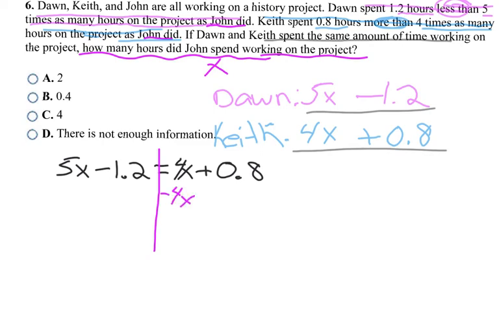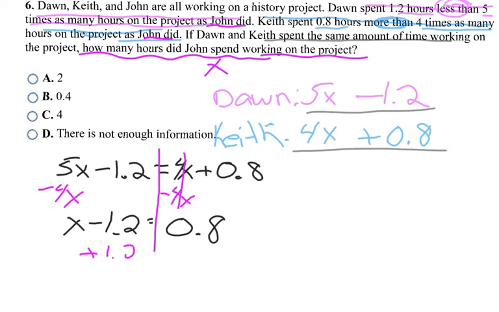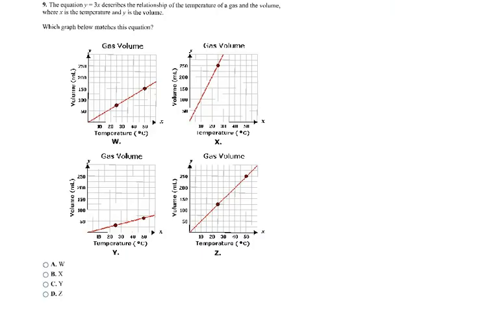I'm going to go ahead and draw a line so that I can see the difference between them. And because the X's are on different sides of the equation, I'm going to have to subtract 4X from both sides. So over here, these X's cancel. And 5X minus 4X, I'm just left with that single X minus 1.2, and that equals 0.8. And then I need to add 1.2 to both sides. On the left side, the 1.2s are going to cancel out to 0, and I'm just left with X equals 2. So here, John spent 2 hours on the project, which is choice A.